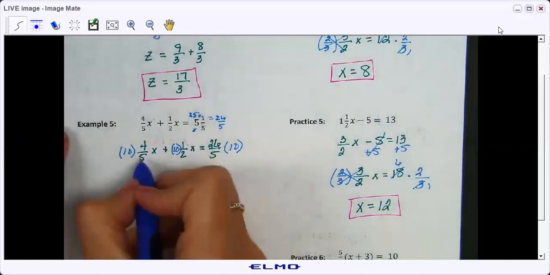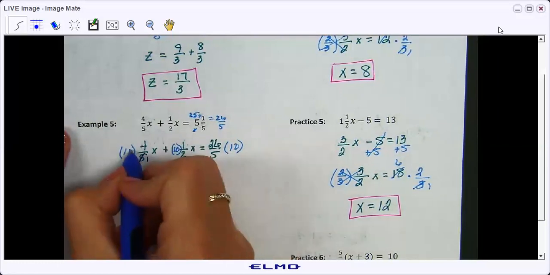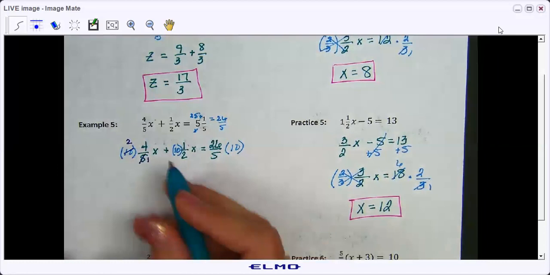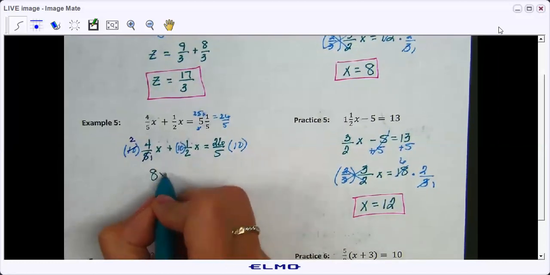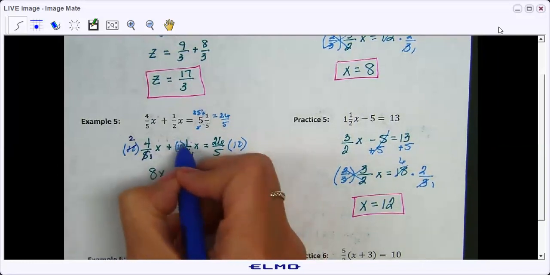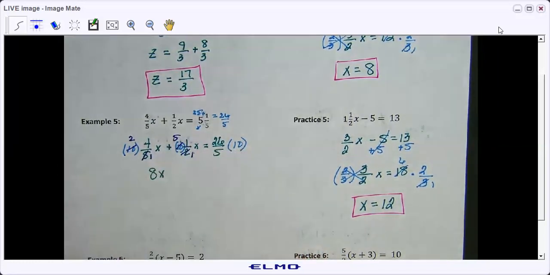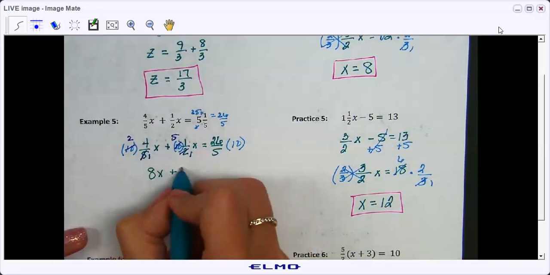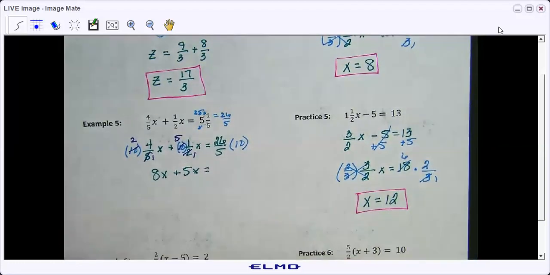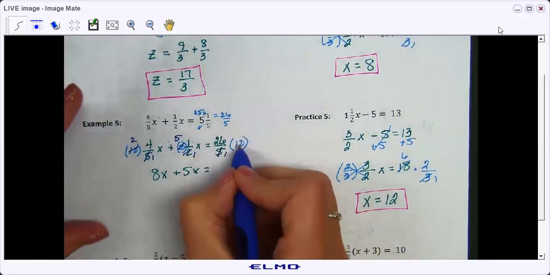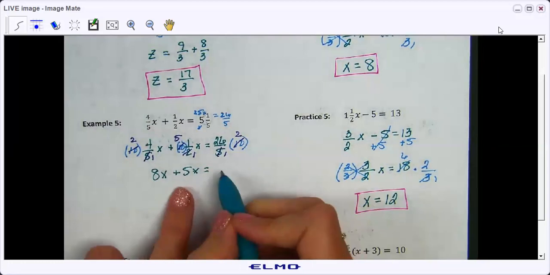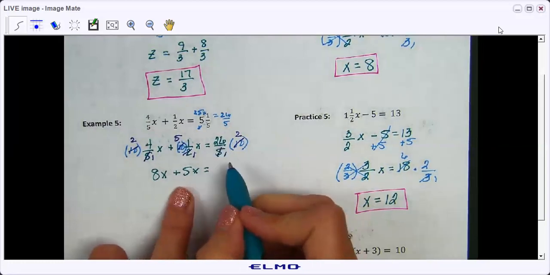So 5 divided by 5 is 1. 10 divided by 5 is 2. This becomes 8x. 2 divided by 2 is 1. 10 divided by 2 is 5. This becomes 5x. 5 divided by 5 is 1. 10 divided by 5 is 2. 26 times 2 is, let's see, 1, 2, 4, 52.